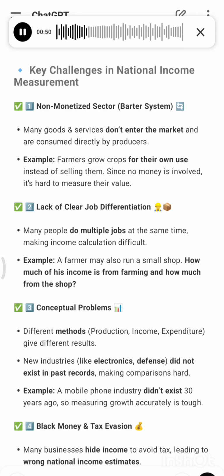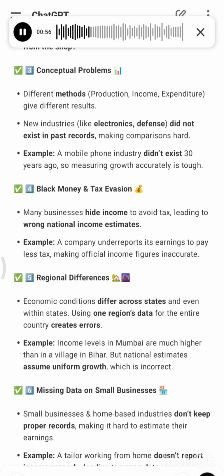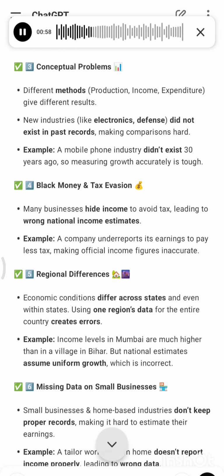3. Conceptual problems. Different methods, production, income, expenditure, give different results. New industries, like electronics, defense, did not exist in past records, making comparisons hard. Example, a mobile phone industry didn't exist 30 years ago, so measuring growth accurately is tough.